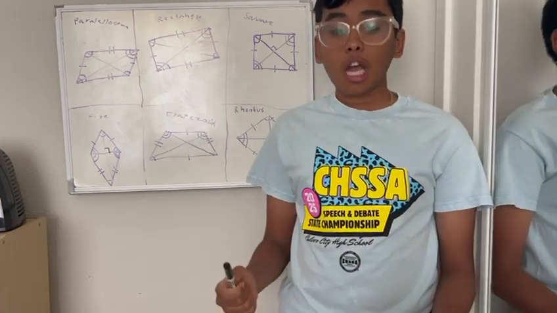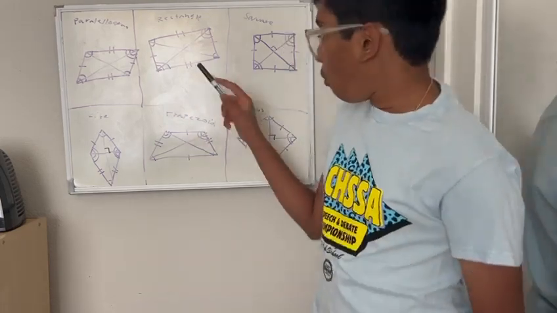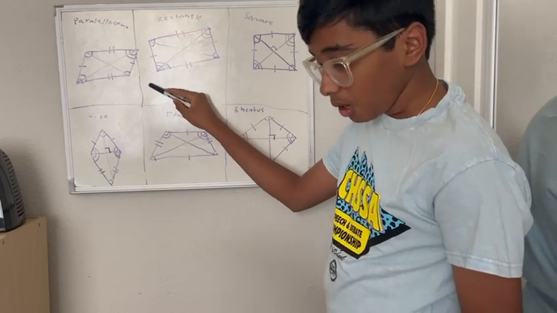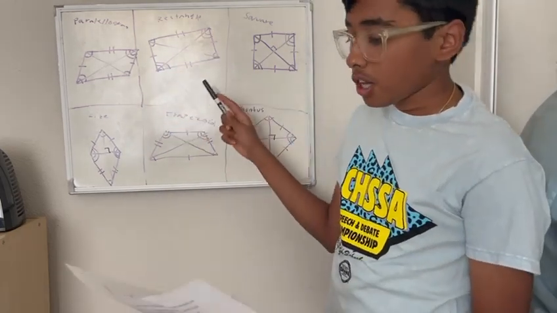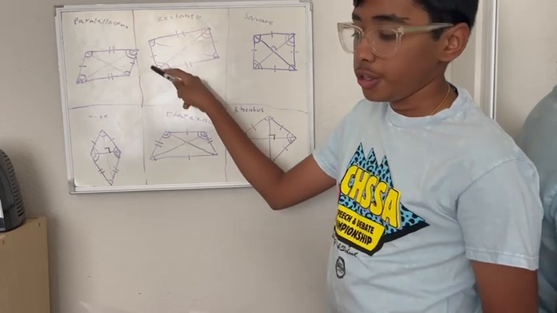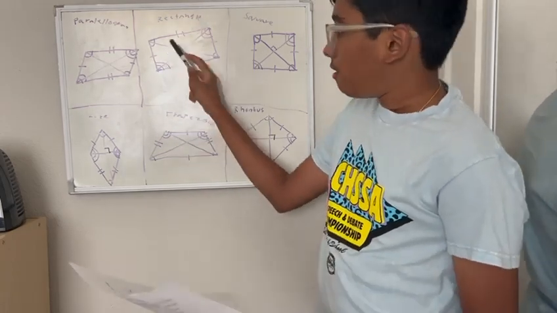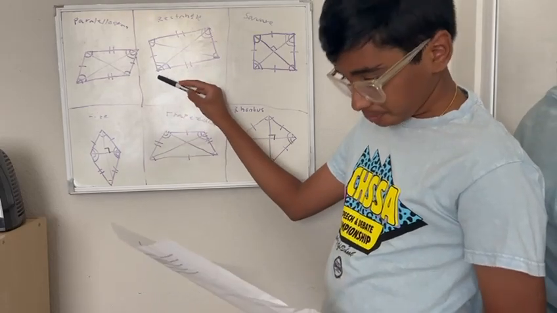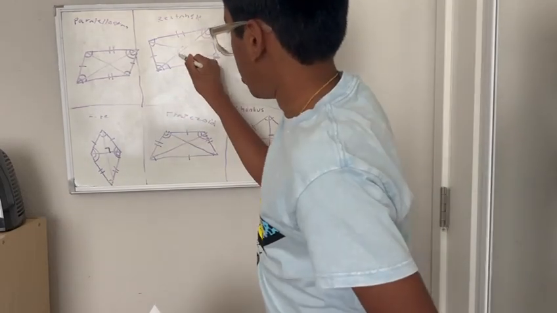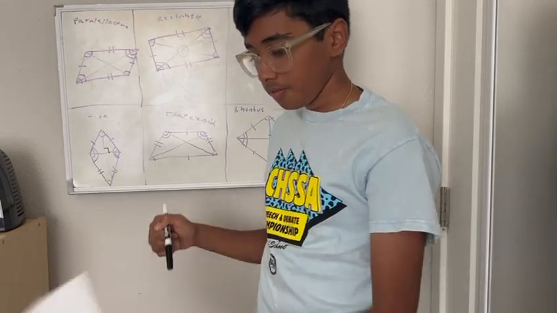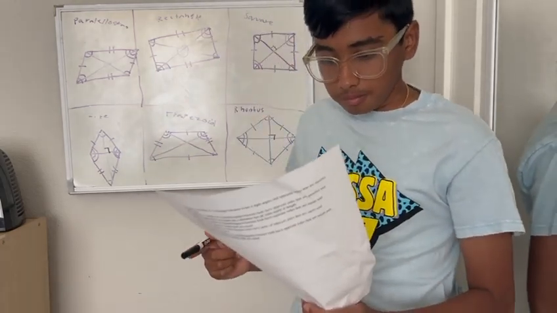The rectangle is a type of parallelogram that has 4 right angles, which are 90 degrees each. And the opposite sides are equal to each other and parallel, as you can see with the markings. And the diagonals are equal in length, and they do bisect each other right here.